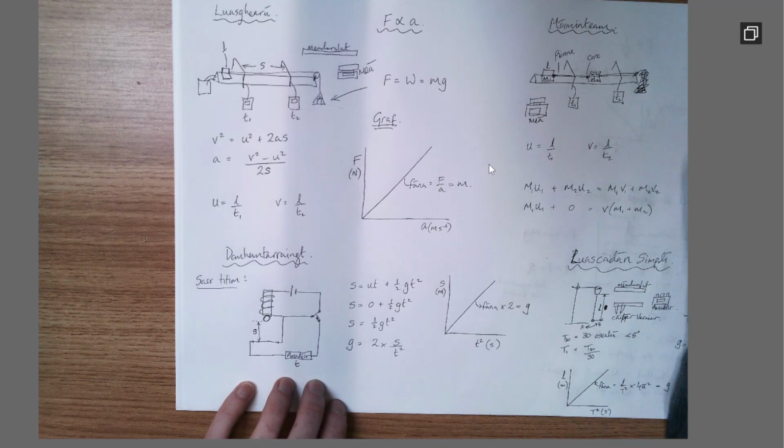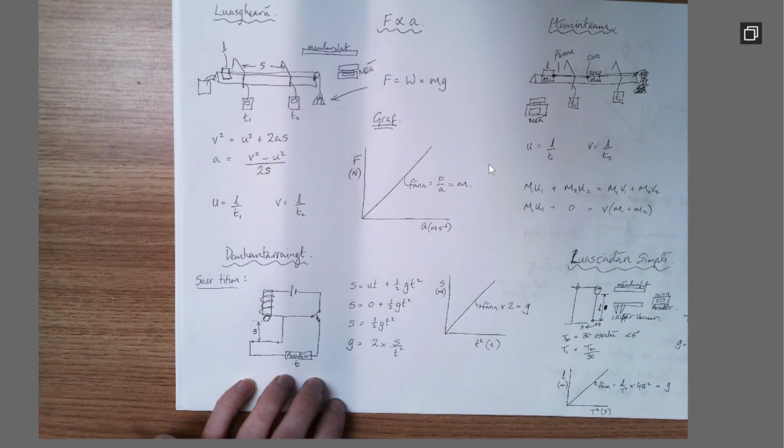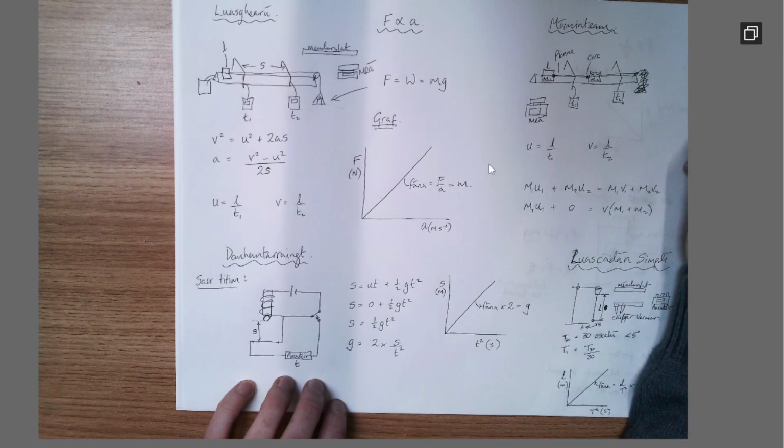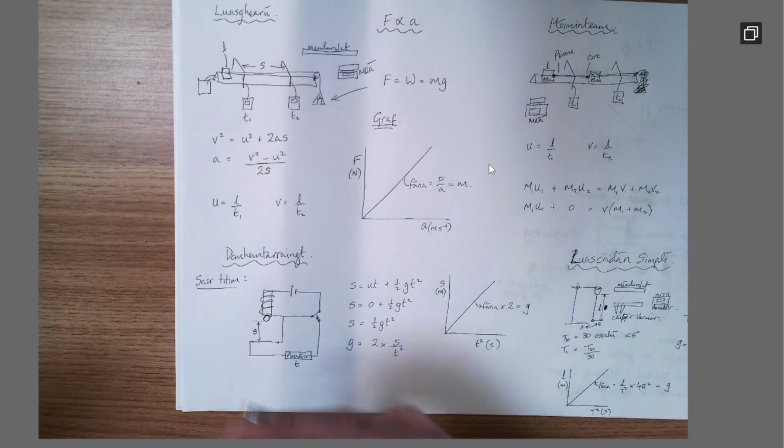Microseconds are by 10 to the power minus 6. Micrometers, millimeters, centimeters. Watch your units.